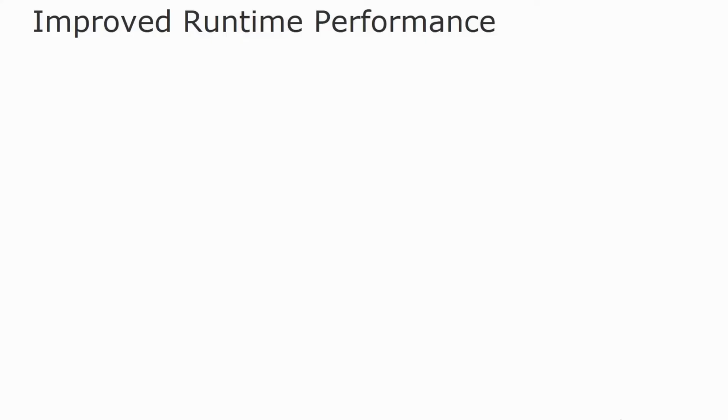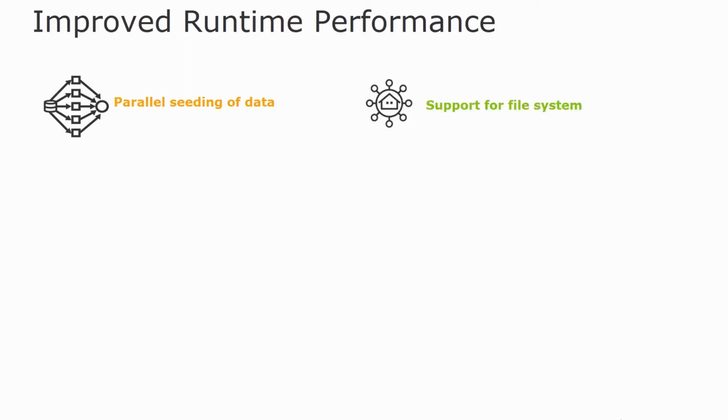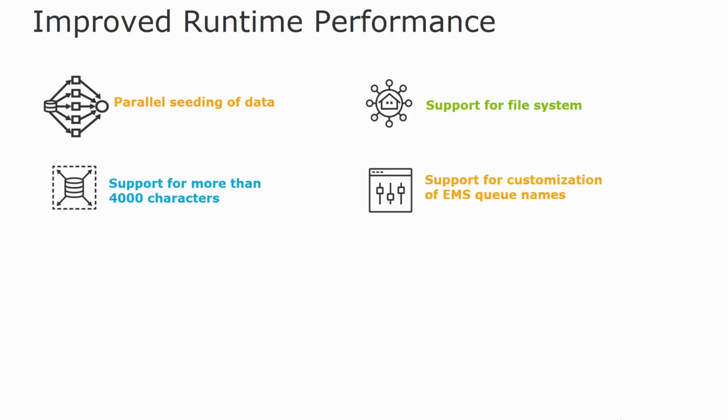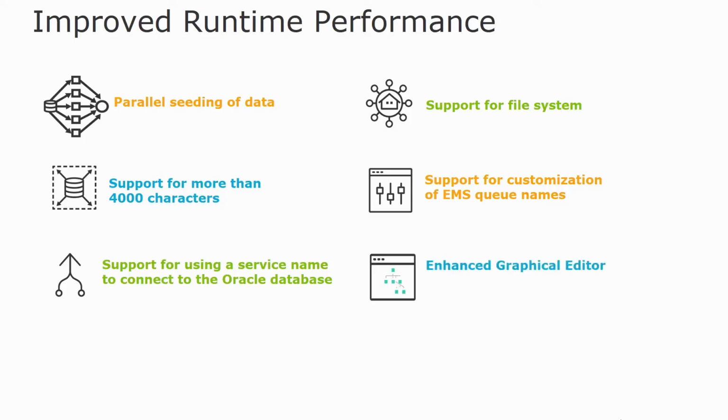Before we conclude this video, let's have a look at the changes that enhance the runtime performance substantially. Introduced parallel seeding of data for TIBCO pattern search, provided file system support for TIBCO MDM on container platforms, provided database varchar length support for more than 4,000 characters, provided support for customization of enterprise message service queue names. TIBCO MDM now supports using a service name to connect to the Oracle database using the JDBC thin driver. Introduced a new search-related record functionality for the graphical editor. Added a new notification icon to show the count of open and timed out work items.